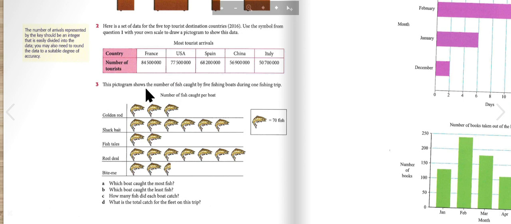This pictogram shows the number of fish caught by 5 fishing boats during 1 fishing trip. And the key is, one of these is 70 fish. Which boat caught the most fish? Which boat caught the least fish? How many fish did each boat catch? What is the total catch for the fleet on this trip?